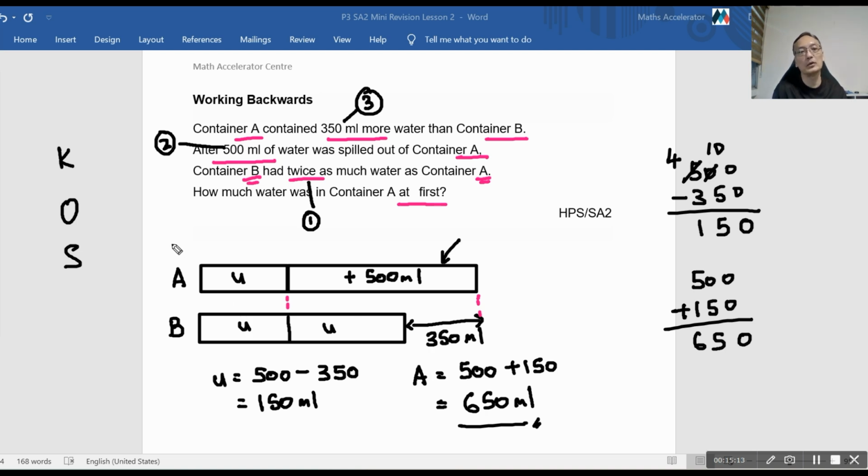So remember, we draw the model, and from the model we're able to see that 1 unit plus 350 will give us 500 ml. From here we find the value of 1 unit, which is 150. After we find 150, we need to find the amount of water in container A at first. That will give us 500 plus 150, which is 650 ml.